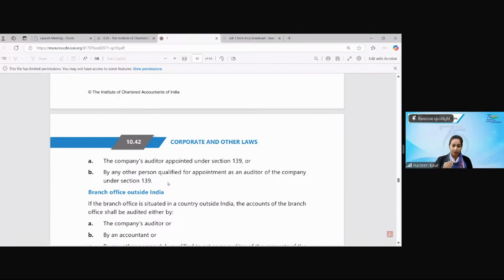So I have a branch office in India. My office is in Chandigarh. I'm having a branch office in Delhi. So the company auditor, Mr. A, is appointed for the Chandigarh office. It can be the same person who is appointed for the branch audit also, or any other person can also be appointed, whosoever is an auditor in India. He is qualified as an auditor, which means any other chartered accountant in practice can also be appointed as an auditor under section 139 for that branch.